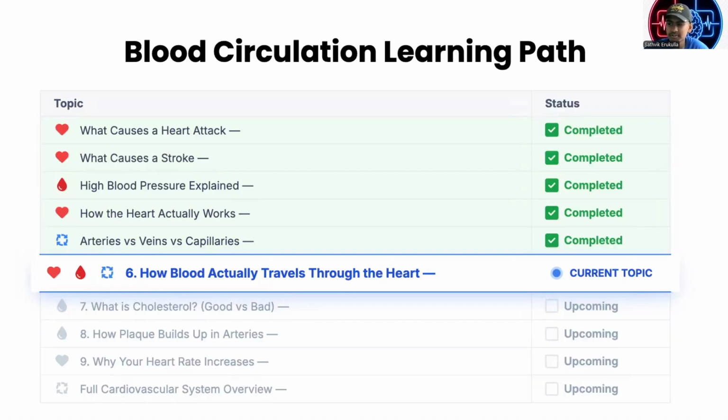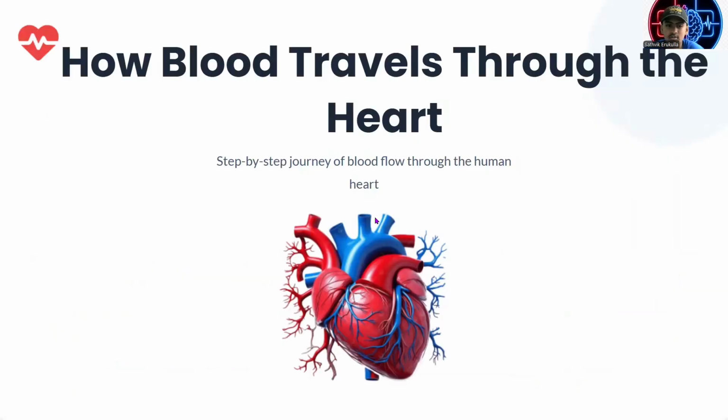For the circulatory system playlist, this is going to be our video 6, and we're going to be talking about how blood actually travels through the heart. So today I'm going to explain how blood travels through the heart step by step in a simple and clear way.